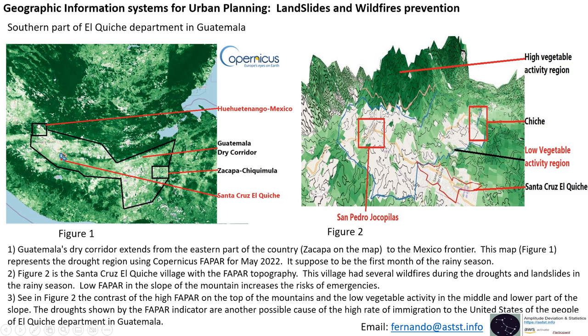So this is the first application that we can do with the data from Copernicus. We integrate this data with the topography with QGIS, and then we can get a map to see what is the risk of this region in the urban planning.